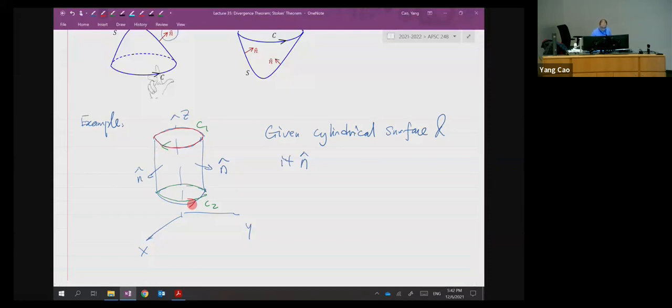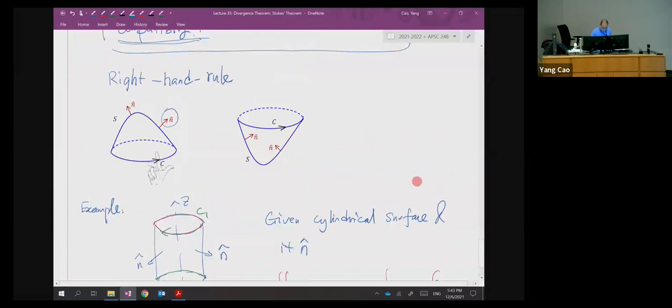So next time, if you're calculating a surface integral over this S, technically you should calculate two vector line integrals. One is over C1 and the other is over C2, because there are two boundaries for this particular surface. Okay, very good.